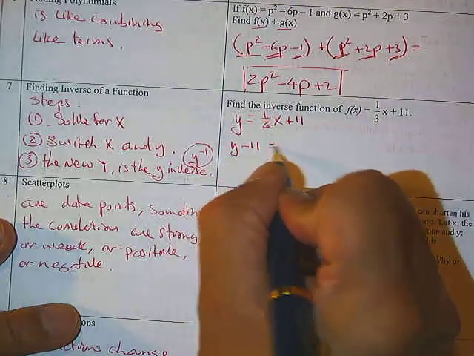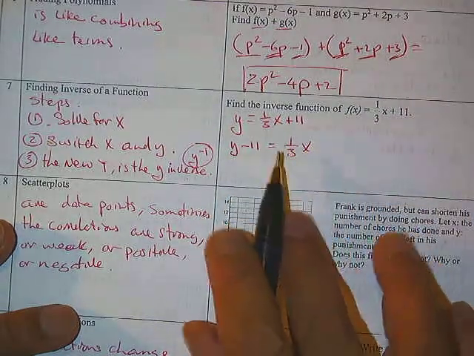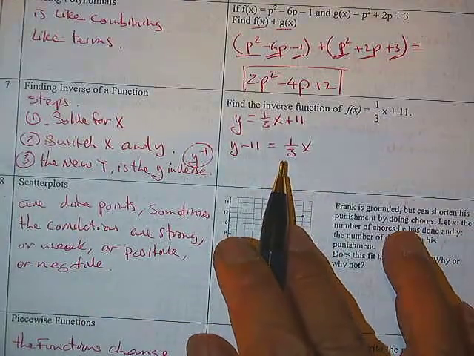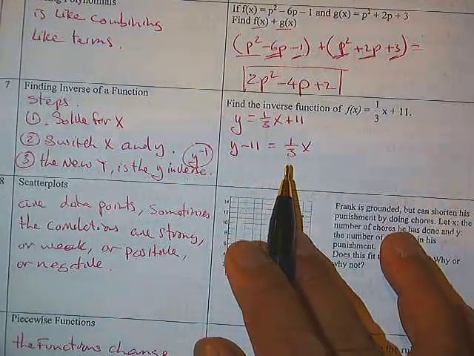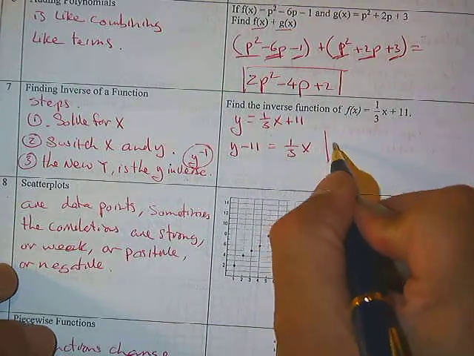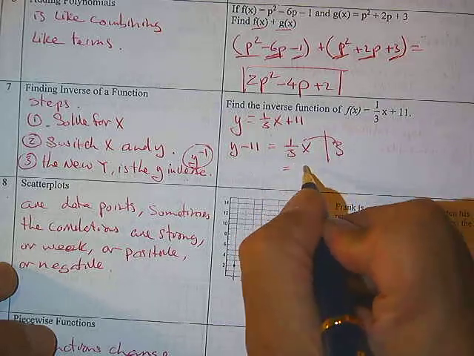So I'm going to start by writing f of x is y, because it's easier to write as y. So y is equal to 1 over 3x plus 11. Alright, I'm going to solve for x. So I'm going to get rid of that 11. I'm going to minus 11 to both sides. y minus 11 is equal to 1 over 3x.